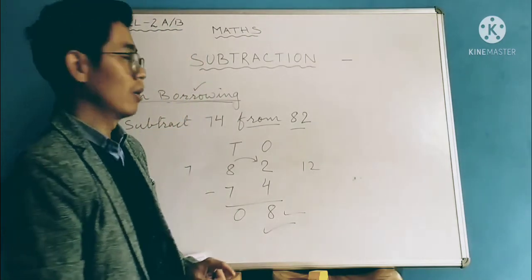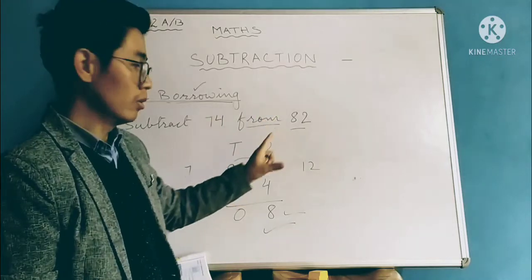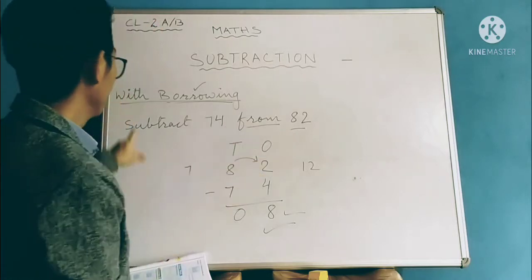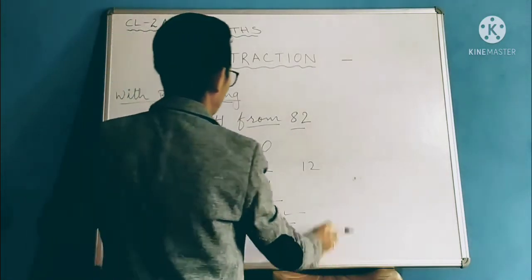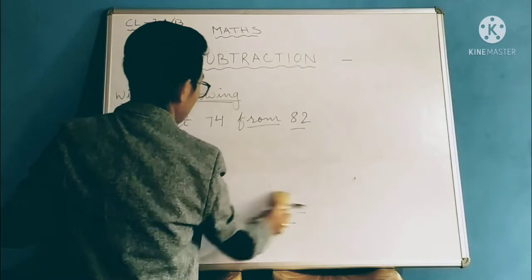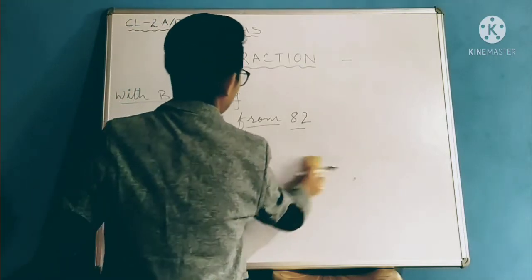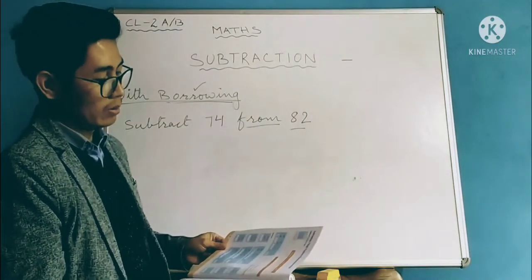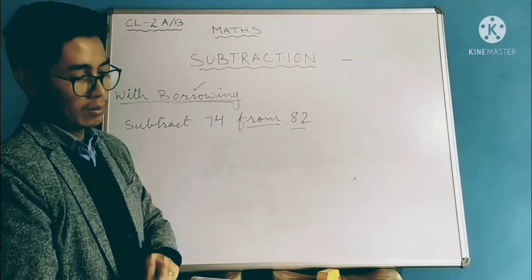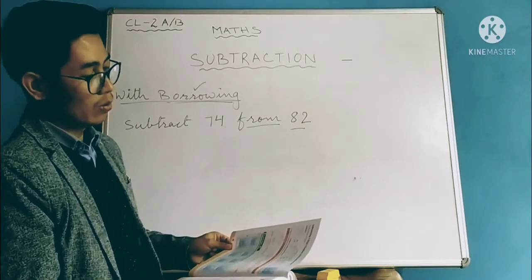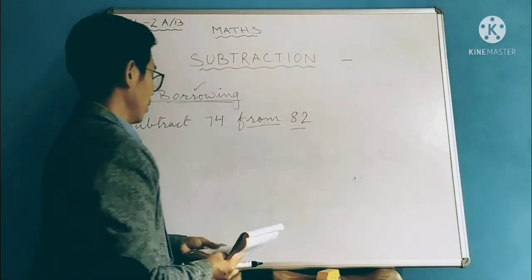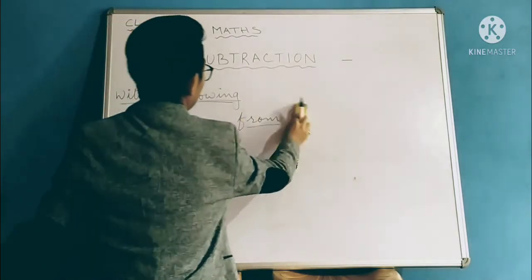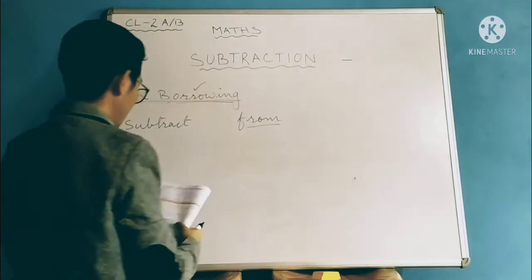Okay, this is how you need to do. This is a 2 digit number with borrowing. Now let us do 3 digit number with borrowing. Okay, alright, next we'll do it for 3 digit numbers.